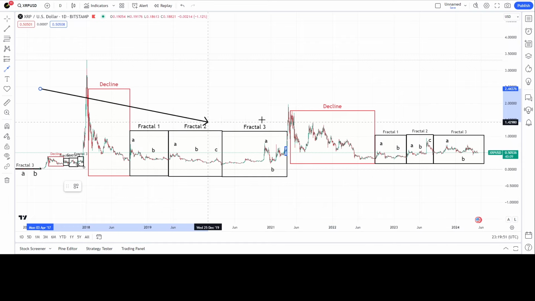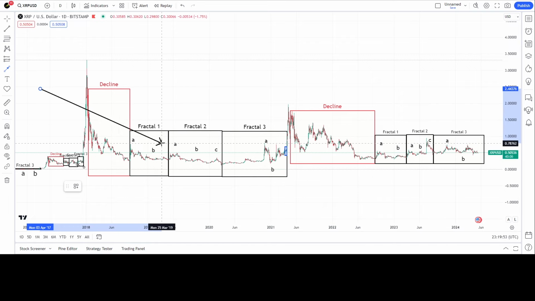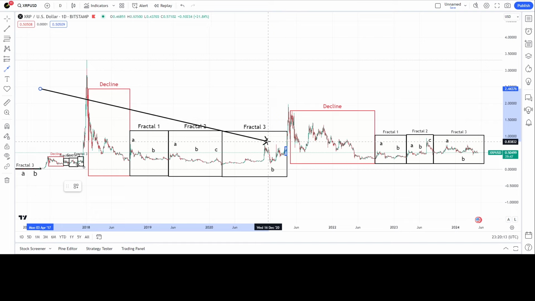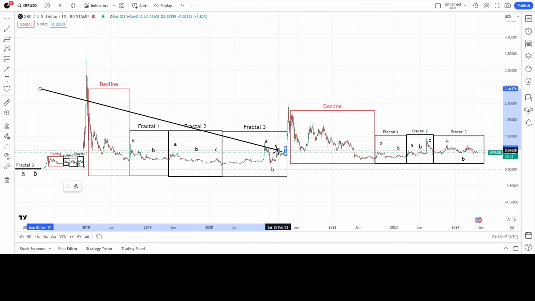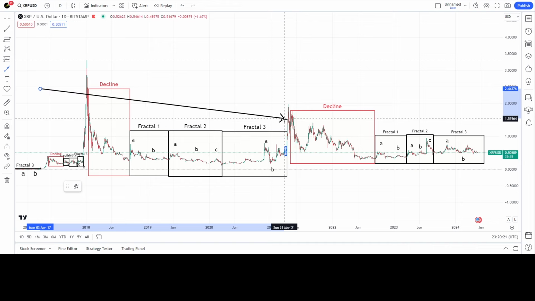So there are three fractals, or at least I divided it up into three fractals. There is fractal 1, which includes a move up and a move back down in part A, and then part B goes flat. Sometimes it arches down. In fractal 2, it has three waves, wave A, wave B, and wave C. In fractal 3, price moves up to a peak, and then it declines. It then recovers, does another correction right here. Typically it's smaller, and then it moves into the bull run.